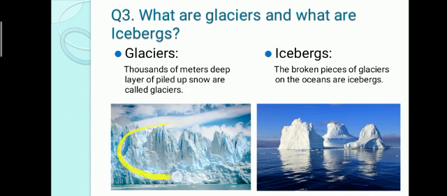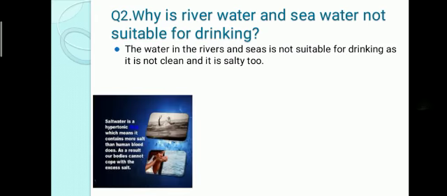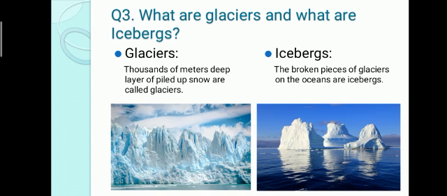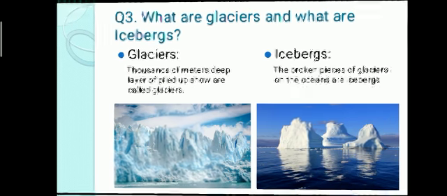Next one is iceberg. So you can see it here, the broken pieces of glacier. As the glacier breaks down, they reach the ocean. Near the oceans, they will form an iceberg. You can see the icebergs are huge broken pieces of glaciers which float in the ocean water. So these are the icebergs.